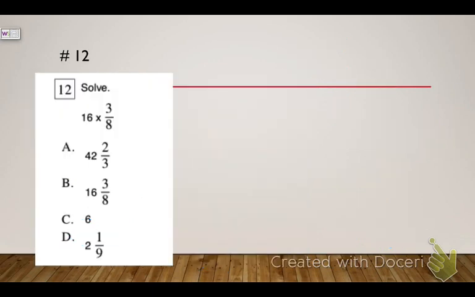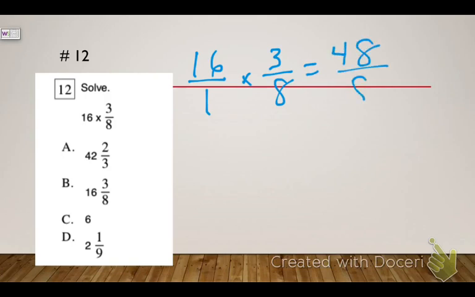Here we go. Number 12, probably the one problem that a lot of us got confused on. 16 over 1 times 3/8. Got to make 16 a fraction. That's why we put 1 underneath. Kids, we do not write reciprocals, not when we multiply. So, it would be 16 times 3 is 48. 8 times 1 is 8.